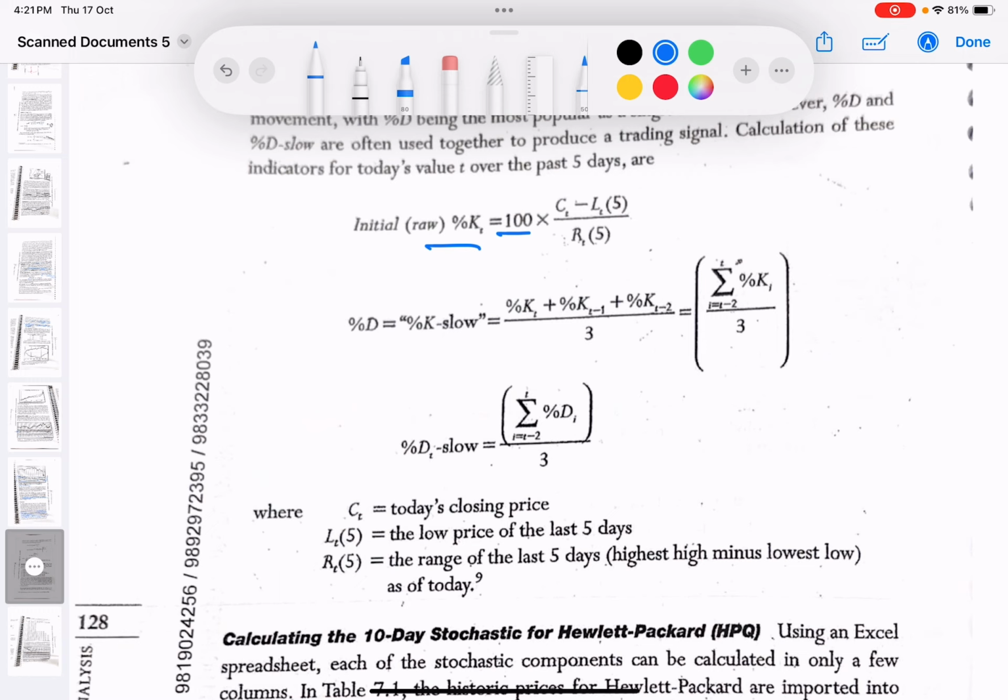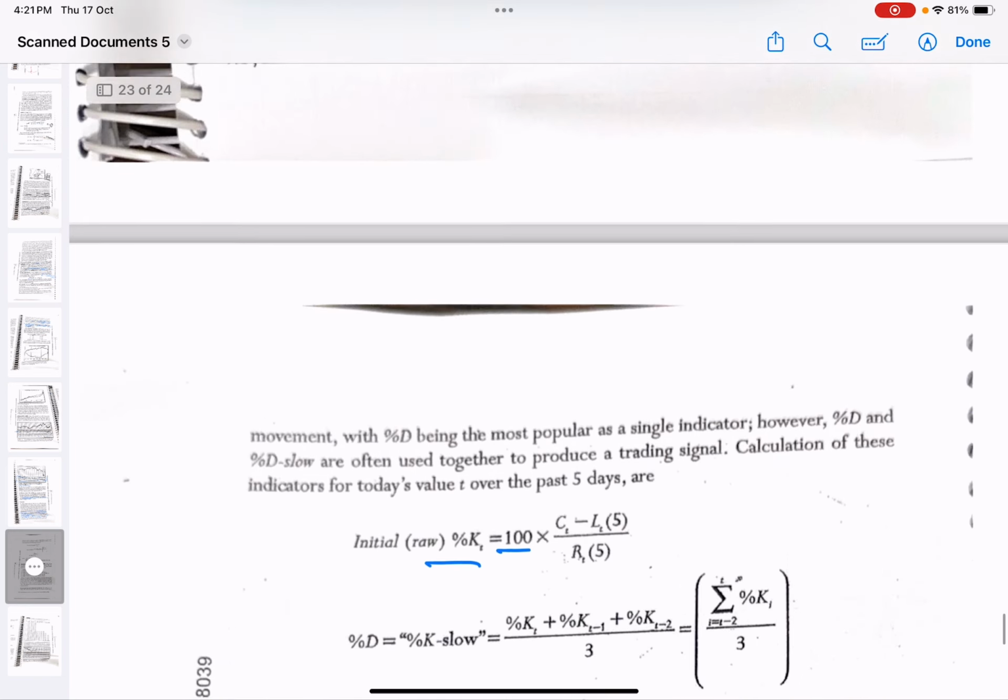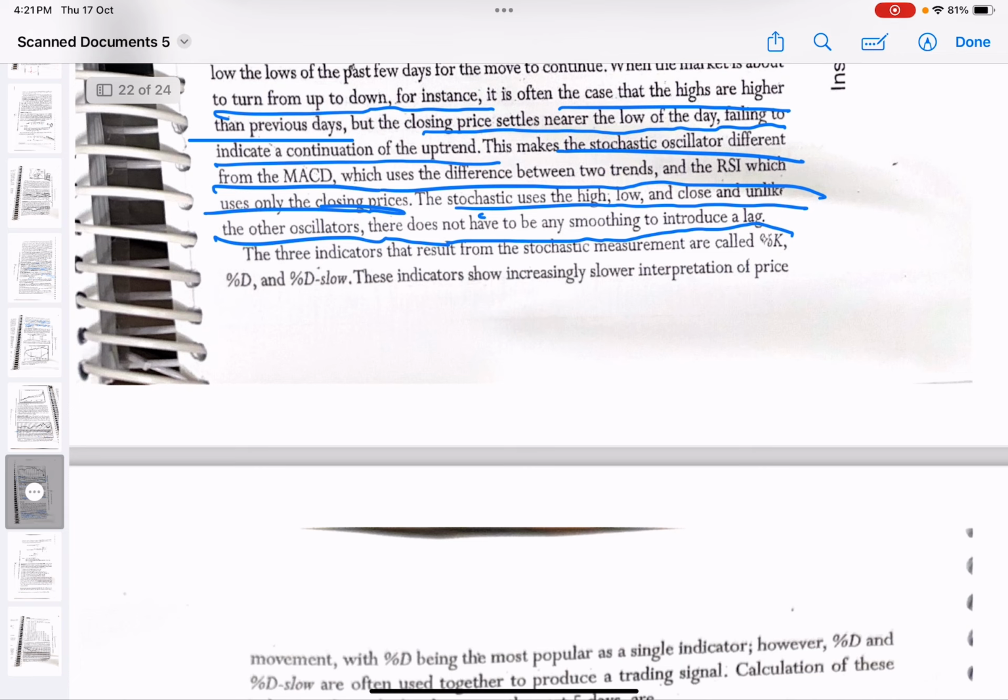K% is 100 multiplied by the closing price of today minus the low of the last 5 days, divided by the range of the last 5 days. D% is the K% of today plus the K% of yesterday plus the K% of the day before, divided by 3. And D% slow is the summation of the D divided by 3. Now again, if you want to know what K, D and D slow are, you can see that they are stochastic measurement related indicators.